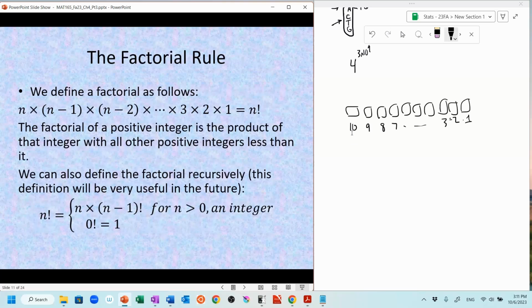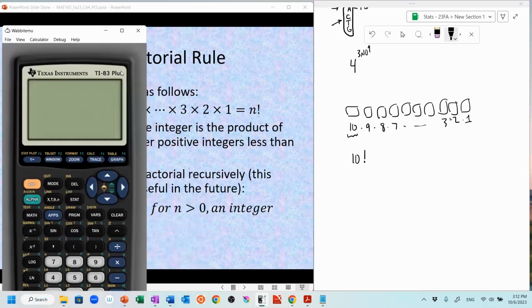So we might notice that we could type in 10 times 9 times 8 and so on into the calculator, but that's pretty tedious. And certainly if we had 30 cities, we really wouldn't want to type these all in. So we have an operator called the factorial operator that does this for us. So 10 times 9 times 8 times 7 and so on. If we have a positive integer and we take the factorial of that integer, so if we compute 10 factorial, that's the product of that positive integer with all other positive integers less than it. Our calculator has this built into it.